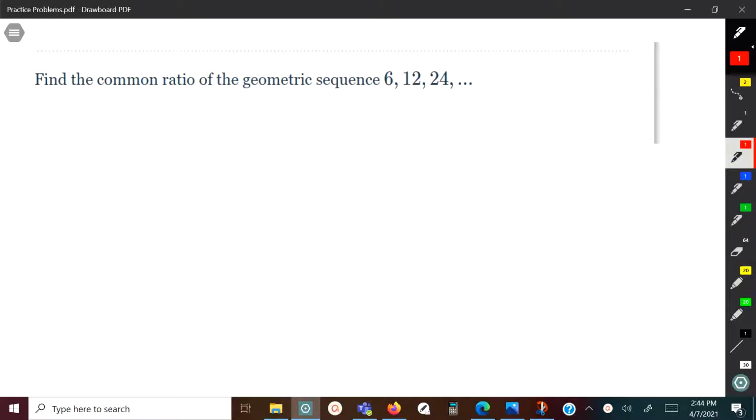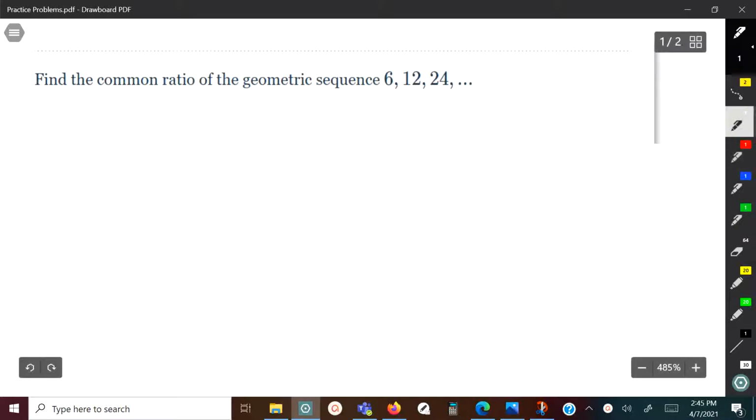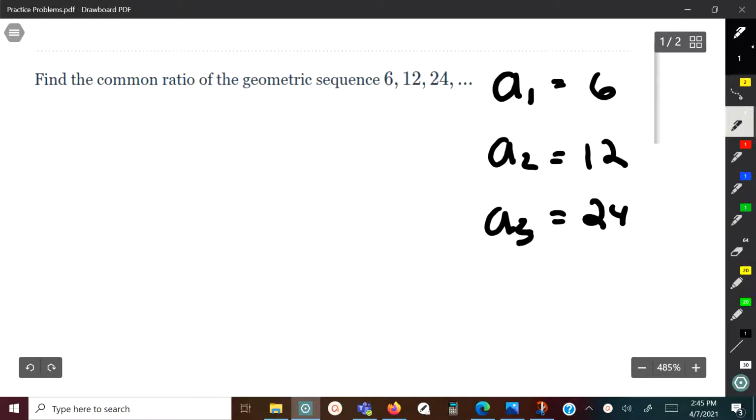So what you're going to do is, we've got these terms here, and the proper notation for them is a sub 1, a sub 2, a sub 3, and they're just numbering the terms. The first one's 6, the next one's 12, and the next one's 24. We're going to take that second term and divide it by the first term, just like we did with the common difference, but instead of subtracting, we're dividing. So I can say 12 divided by 6 and see what I get. And I get 2.